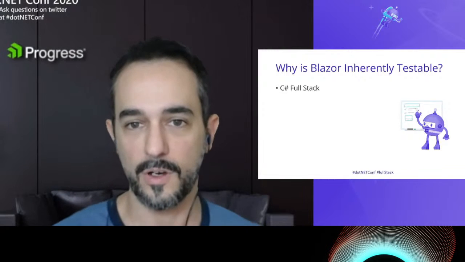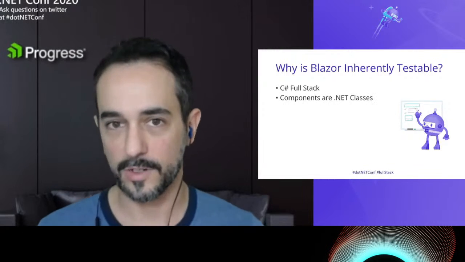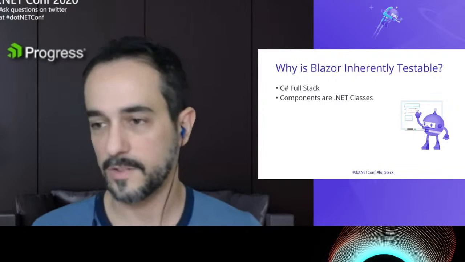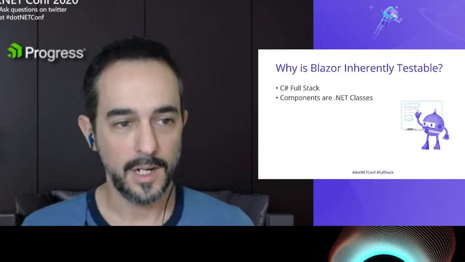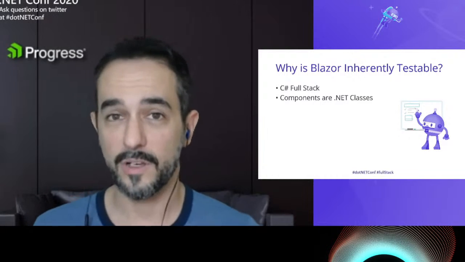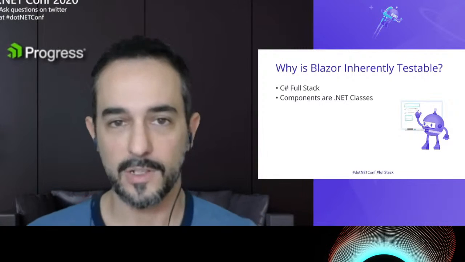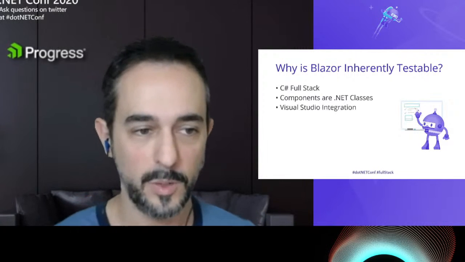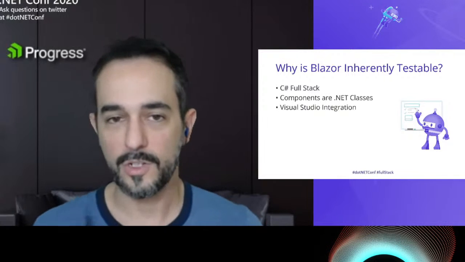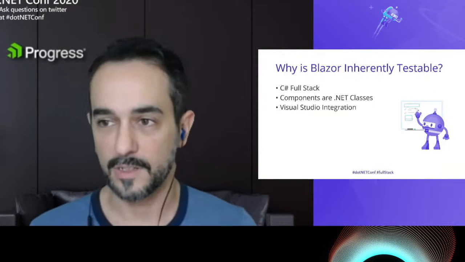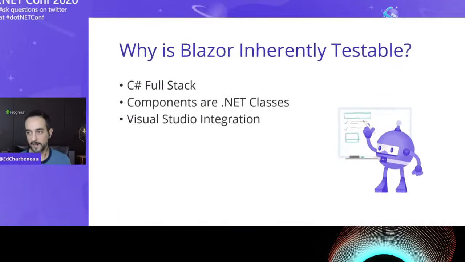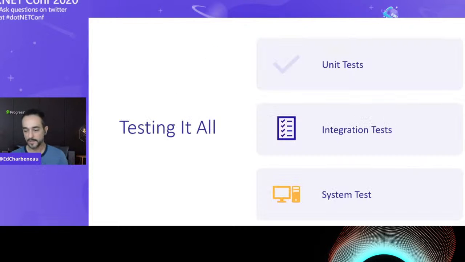So we can use the testing tools that we're used to, to test not only the front end, but our shared and back-end layers as well. Also, Blazor components themselves are just .NET classes, so there's a lot that we can do around testing components in Blazor. And Visual Studio integration is absolutely wonderful with unit testing in general. So we have that right out of the box for our front end of the application, where we're not used to having all of that power. So we're going to talk about testing it all today.